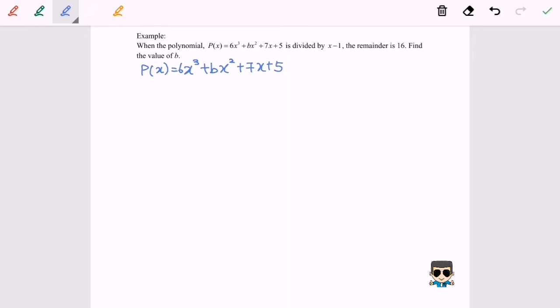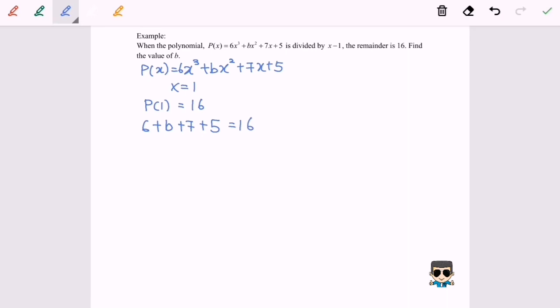And then now the divisor is x minus 1. So I'm going to substitute the value, which is x equals 1, into the function. So we will have p(1) equals the remainder, which is 16. So by doing that, I'm going to substitute the value 1 into p(x), where I will have 6 plus b plus 7 plus 5 equals 16.